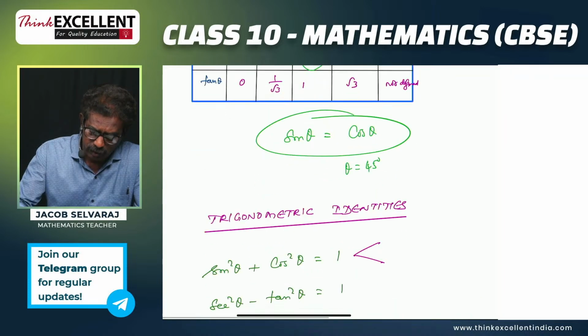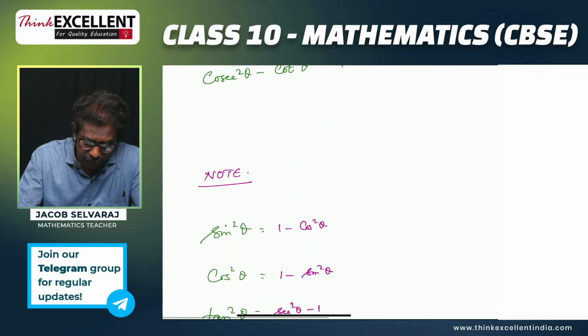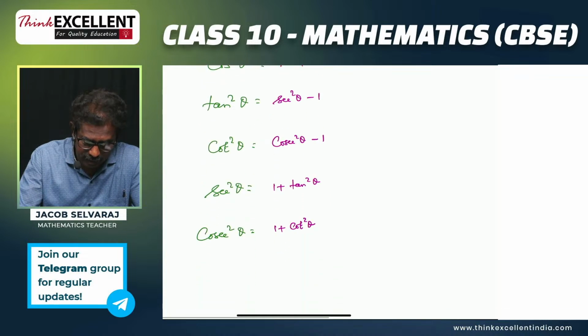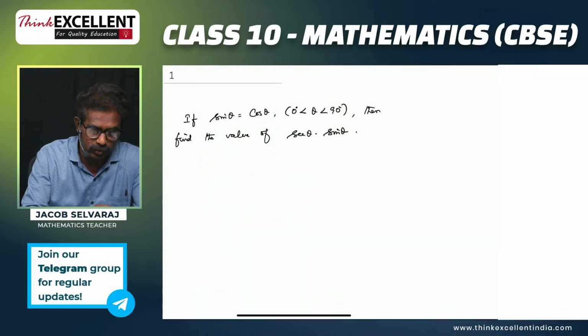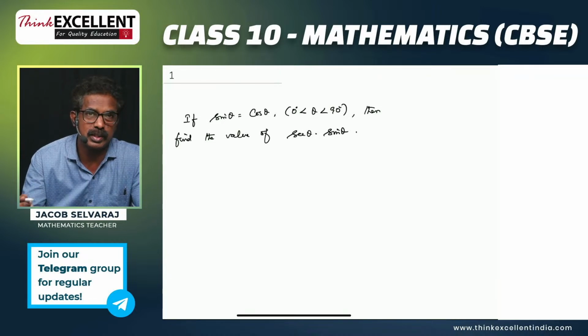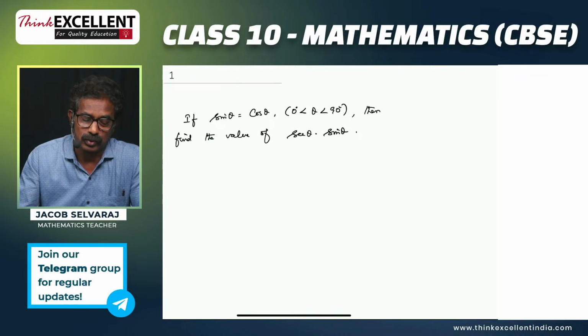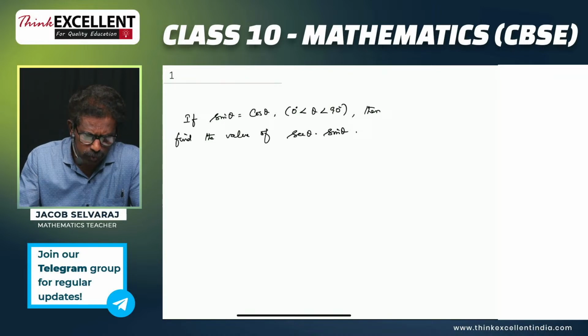Then the trigonometric identities, basic identities 3. Then from there you are getting all these results. Okay, now let's move on to the sums. You can do the sums along with me. Keep paper and pen with you. Once you get the answer, give your answer in the chat section. Be interactive. Okay.